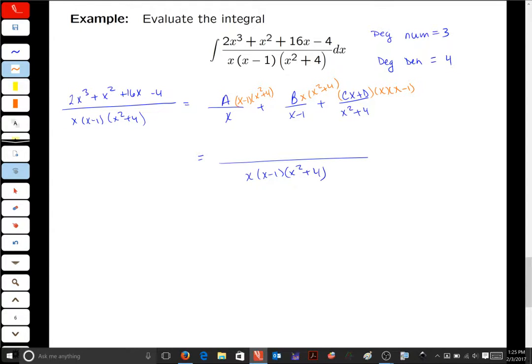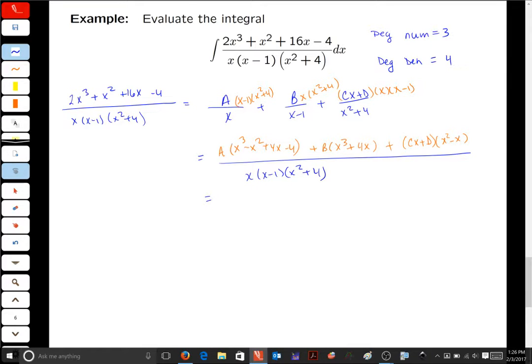So if I multiply the a times, well, let me write it out. I'm going to have a times x cubed minus an x squared plus a 4x minus a 4. And then I'll take the a through in a minute. And then we'll have b times x cubed plus 4x. And then we'll have cx plus d times x squared minus x. Now, let's continue.